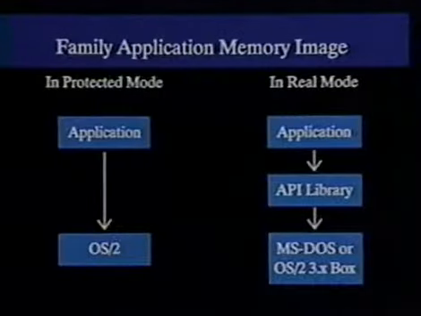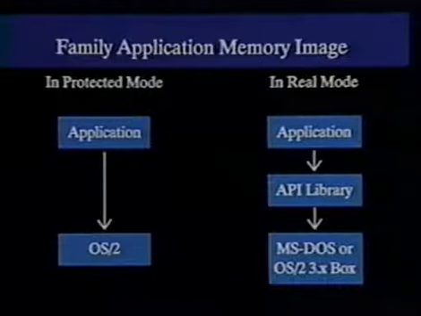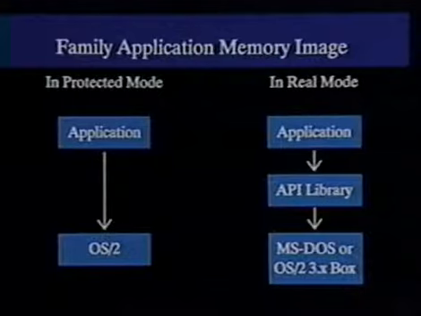Here we see a family application and which components are used when it's loaded in memory. On the left-hand side, we see that there's the application and it's making system calls directly to OS2. On the right-hand side, the same application is loaded in real mode, and what we call the API library sits between the application and the MS-DOS operating system, or the OS2 compatibility box. And this library, or the bindings, is the piece that translates the application OS2 calls into MS-DOS type system calls.